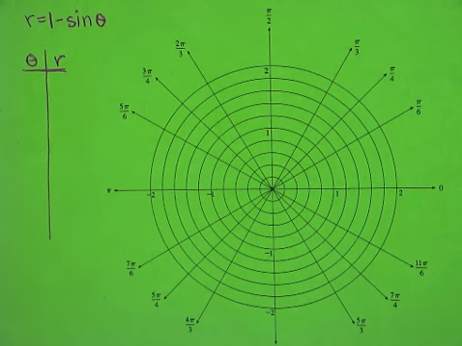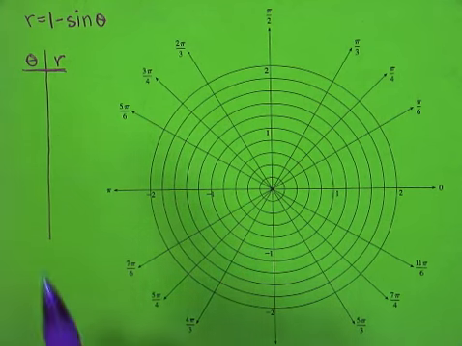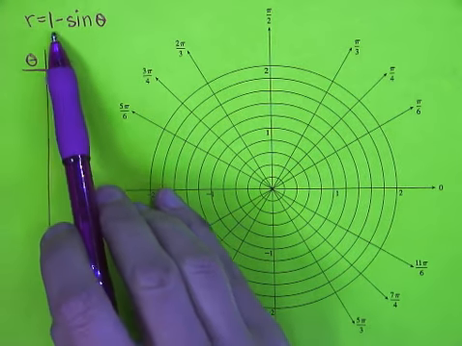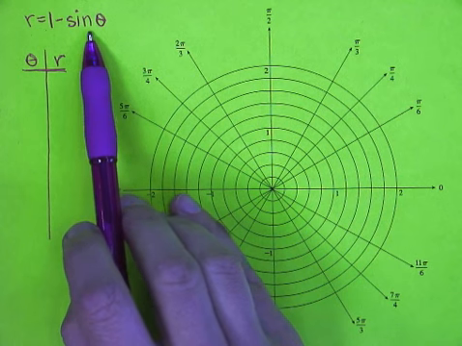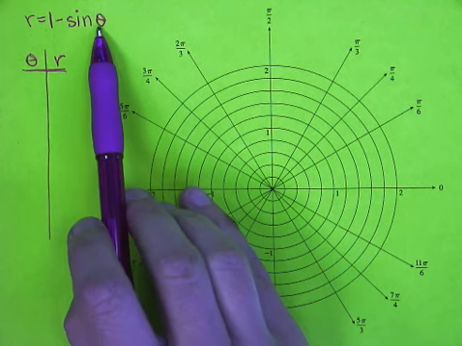So today in class we did some polar graphing. We're still trying to get our heads wrapped around this whole polar coordinates thing. And so in our groups we worked on graphing r equals 1 minus sine theta. For this, theta is acting like our input and r is acting like our output.